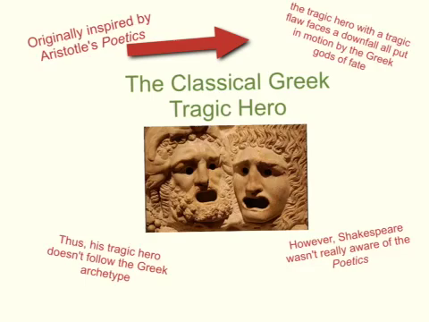Though Aristotle first wrote down the archetype, many other playwrights many centuries later were exploring tragedy on their own. Shakespeare, for example, is famous for writing 10 tragedies. He was not, though, aware of Poetics because it hadn't quite been introduced to England in the late 1500s. Thus, his tragic hero, while maintaining some important elements of the classical tragic hero, does have some significant deviations.